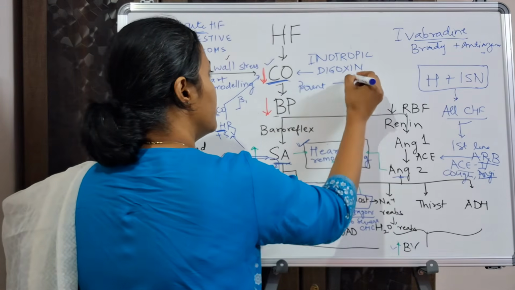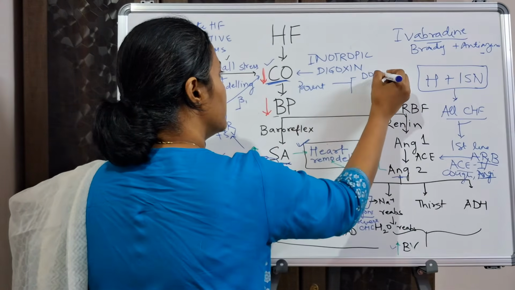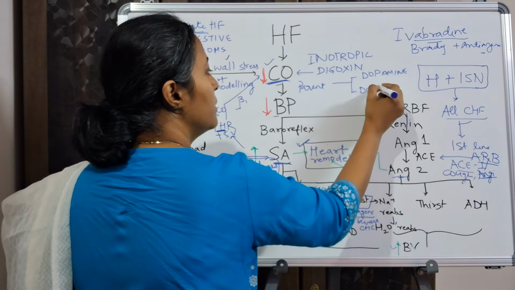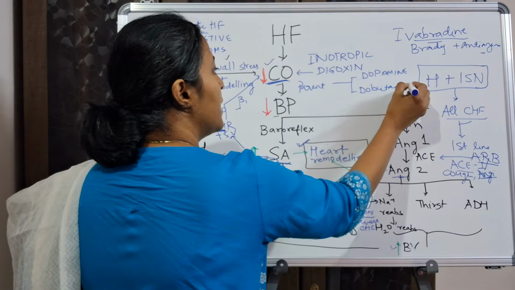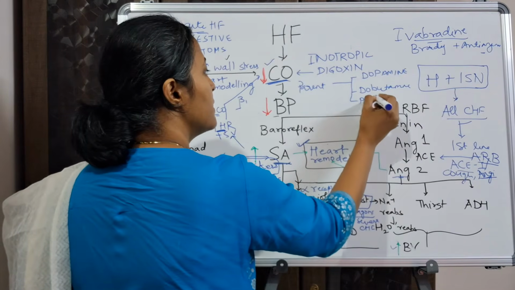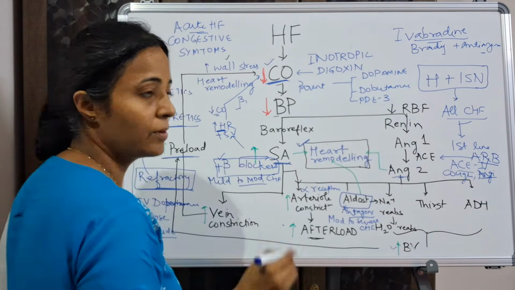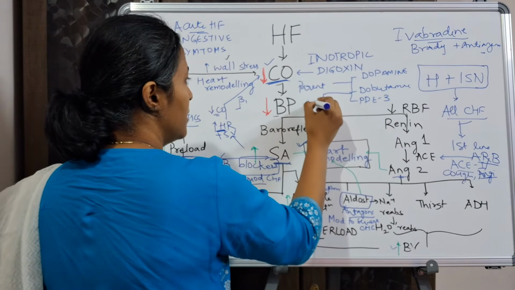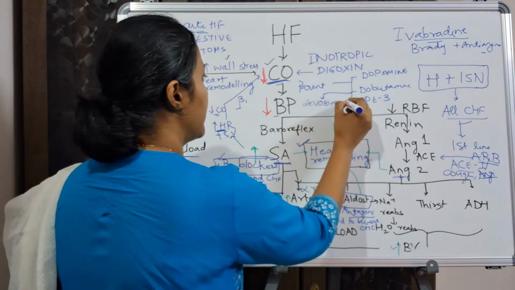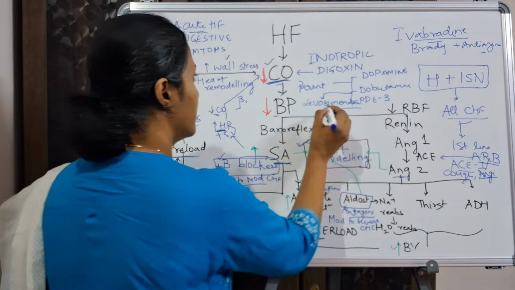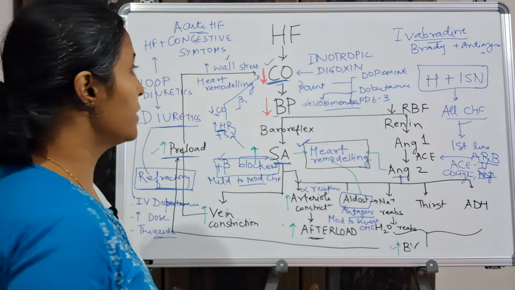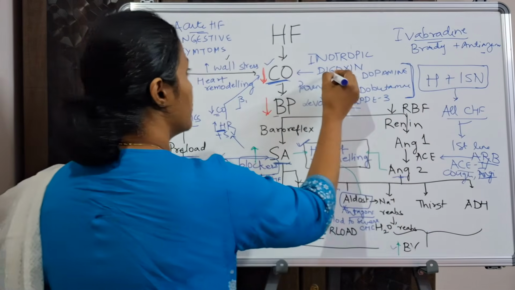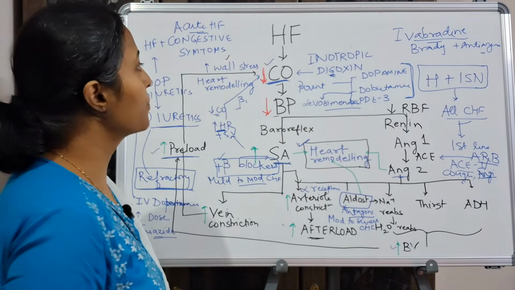So we have dopamine, dobutamine, okay, dobutamine. Then we have phosphodiesterase 3 inhibitors, right? Then we have another drug that is levosimendan. Okay, so that is inotropic drugs. First we'll talk about digoxin. These parenteral and other drugs we'll talk about later. Okay, so coming to digoxin.